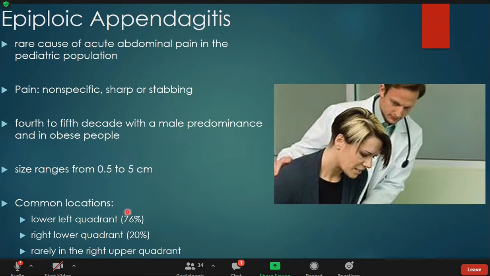And usually in one study, the common location is the left lower quadrant, which is 76% of the time. These are studies done in adults, but in pediatric cases, no study was found. The next one would be the right lower quadrant, which is 20%, and it's rarely in the right upper quadrant. I saw in one study also that the sigmoid colon is involved 68% of the time. Next would be the cecum, 14% of the time. Next would be the descending colon, 8% of the time, and next would be the ascending colon, which is 7%.